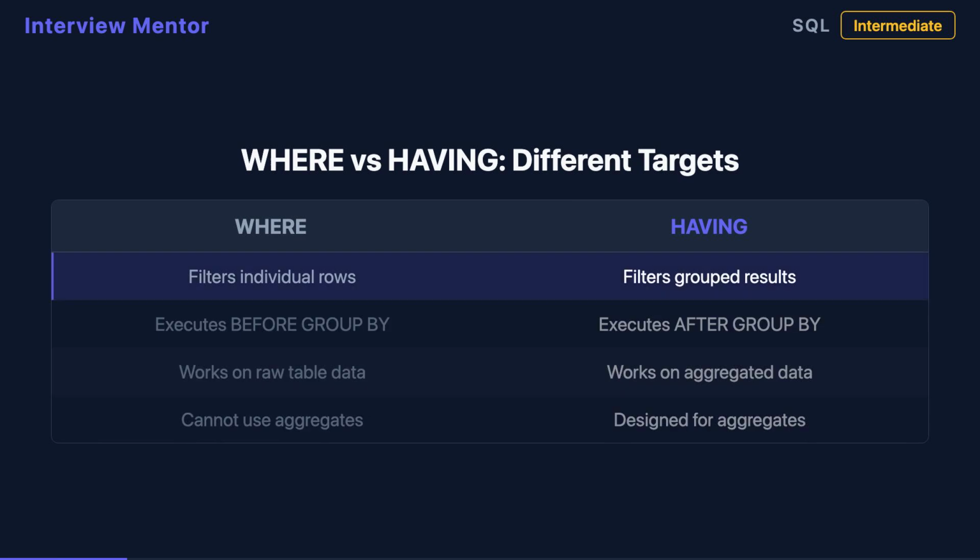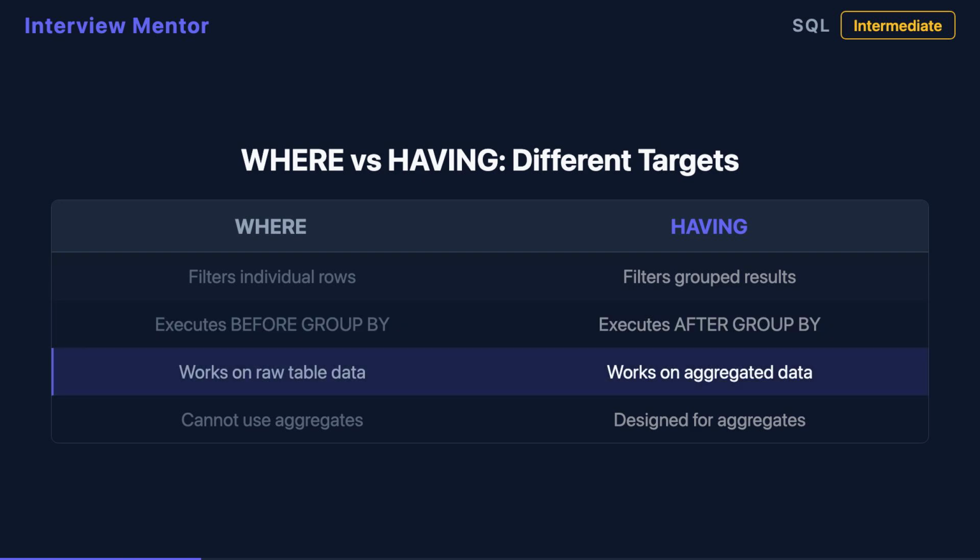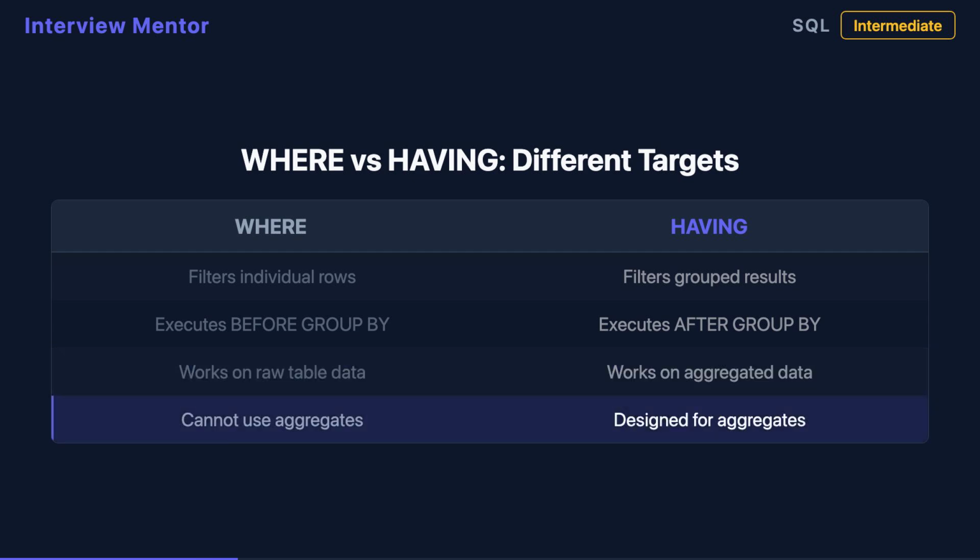WHERE filters individual rows before any grouping happens. It looks at each row in your table and decides whether to include it. HAVING, on the other hand, filters groups after GROUP BY has already combined rows. It operates on the aggregated results, not the original rows.